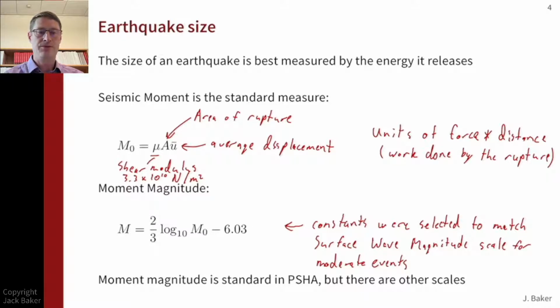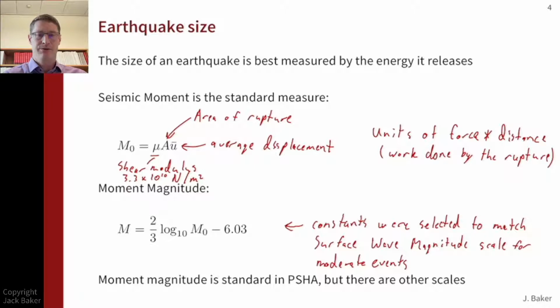You've almost certainly heard about the Richter scale for earthquake magnitudes. That's another name for the surface wave magnitude scale. This is a scale of earthquake magnitude that measures the amplitude of shaking at a reference distance from the earthquake, and larger amplitudes indicate larger magnitudes. That's a problematic scale in that it doesn't do as good of a job measuring very large earthquakes. So what was done is to take this moment magnitude scale, which replicates that surface wave magnitude scale over a range of moderate events, but works well up to very large events as well. The constants here were chosen just so we replicate the older scale, but it works more broadly.